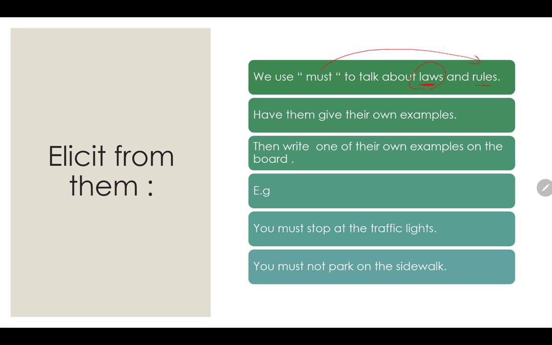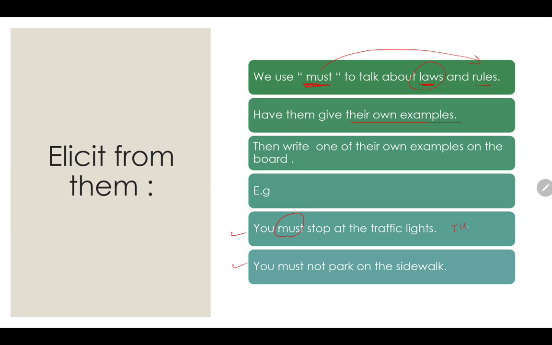Now have them try to use must with rules, as they have already listed. Give them examples of places. Give me rules here at school, in the classroom, for example, in a museum, in the street. You can give them some prompts to help them give their own examples with must. Then you can write one of their examples on the board, or if you have your own example, like that: you must stop at the traffic lights.